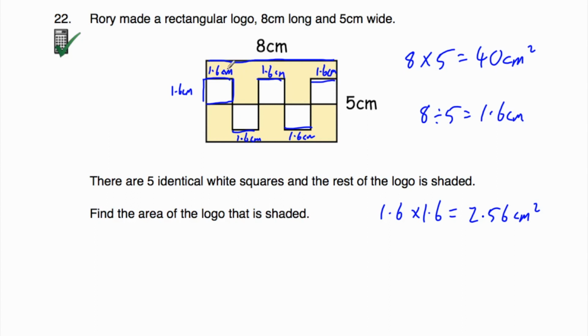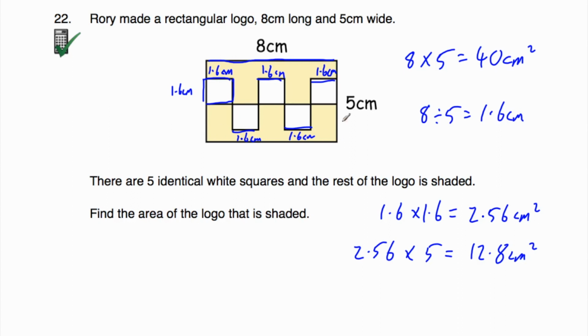So what we can do now, to find the shaded area, this yellow area, we could take 40 and take away 2.56, 2.56, 2.56, 2.56, and 2.56 and see what's left. Alternatively, we could take our 2.56 and multiply it by 5 to get the total area of these 5 squares. So 2.56 multiplied by 5 is equal to 12.8, so 12.8 centimeters squared. So that's the total area of those 5 squares.